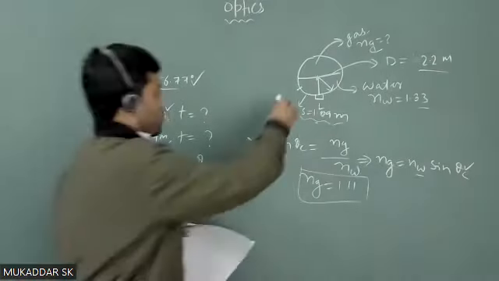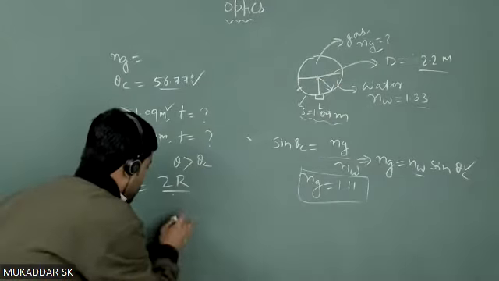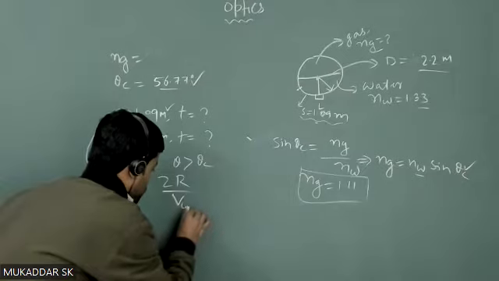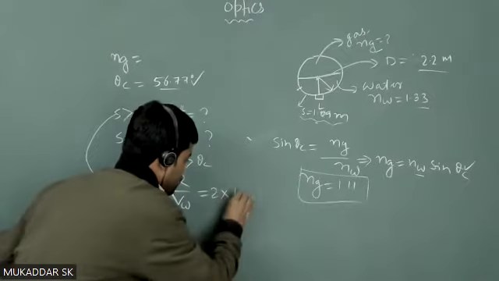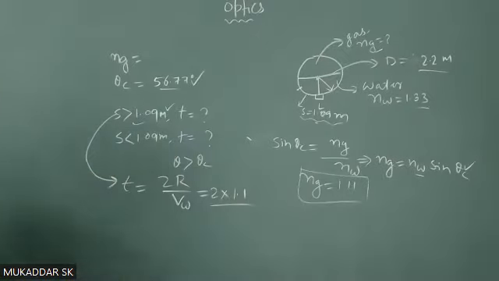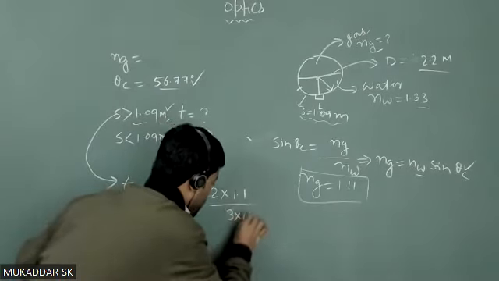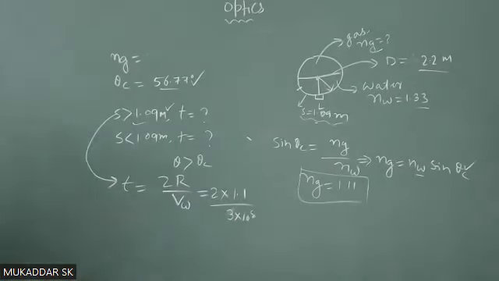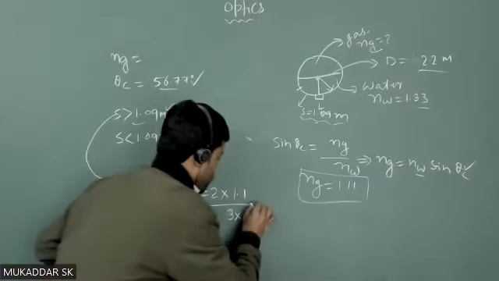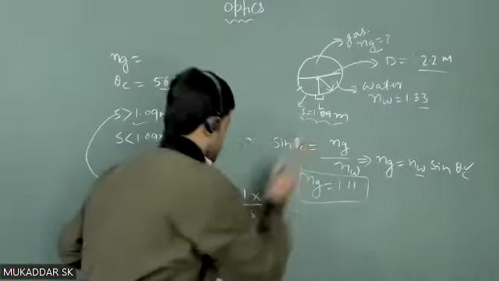Now you have to take the velocity of light. Since the light is only traveling through water, I'll take the velocity of light in water, right? So from here I can calculate 2 into R, which is 1.1 meter, divided by V. VW will be how much? It will be nothing but C, the speed of light in vacuum, 3 into 10 to the power 8, divided by the refractive index of water. So that divide actually goes to the numerator, and that NW is 1.33.